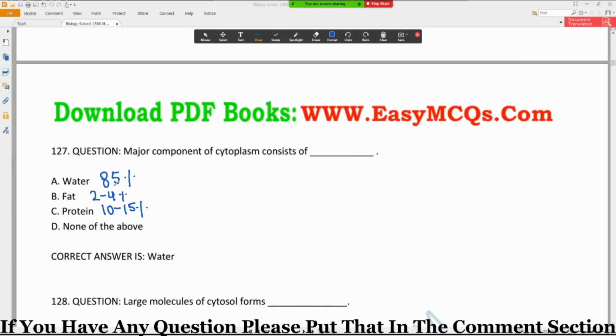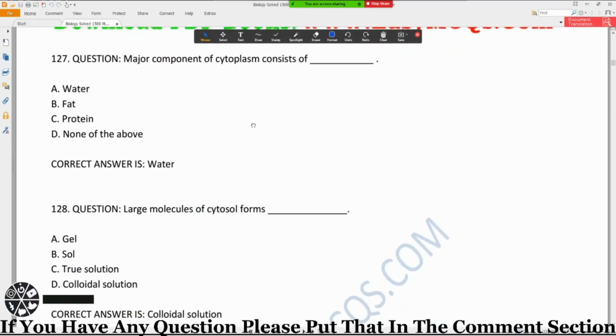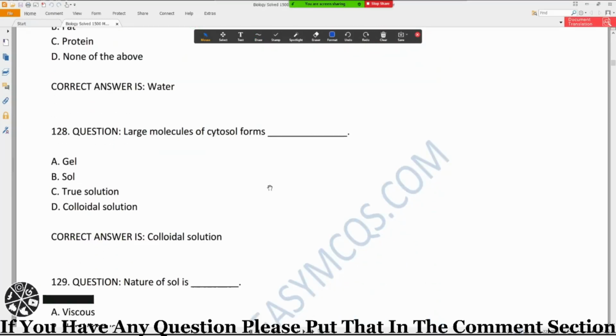So here water is 85% present in cytoplasm, so the major component is water because its percentage is greater than the others, so that's why water is the major component which is present in cytoplasm. So here option A is the correct option, which is water. Okay, question number 128. Large molecule of cytosol forms option A gel, option B sol, option C true solution, and option D colloidal solution.